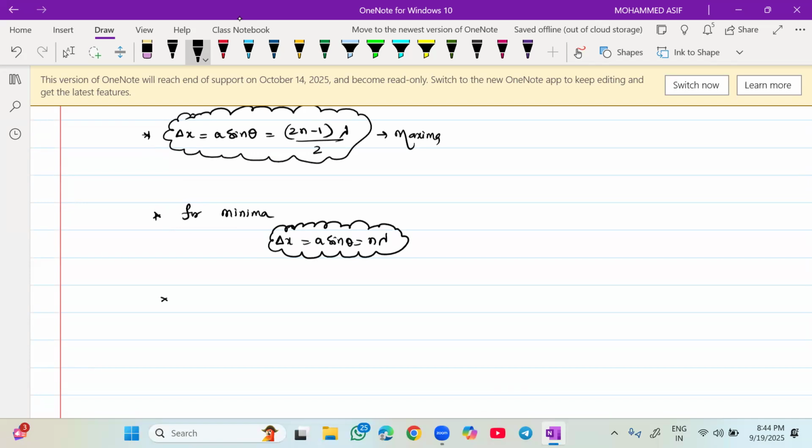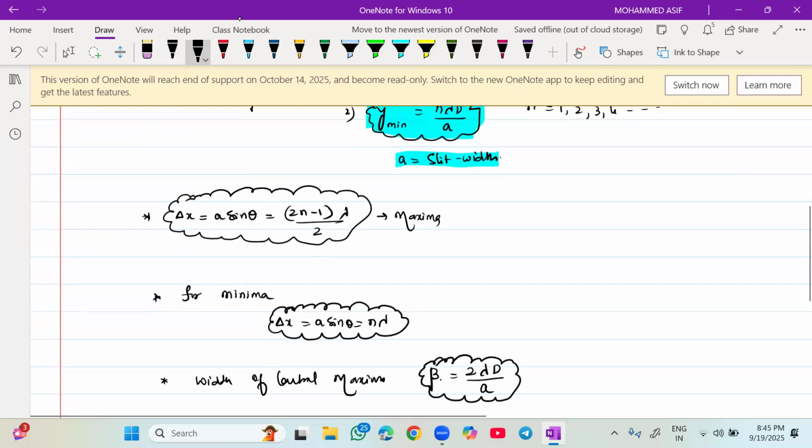And one more important formula. How do you calculate the width of the central maxima? The width of the central maxima is given by the formula beta is equal to 2 lambda into capital D divided by small a. So this is the width of your central maximum. These are the formulas which you need to remember.